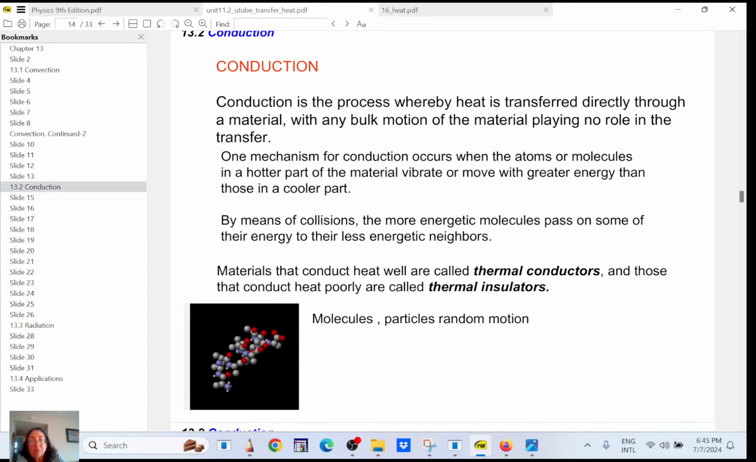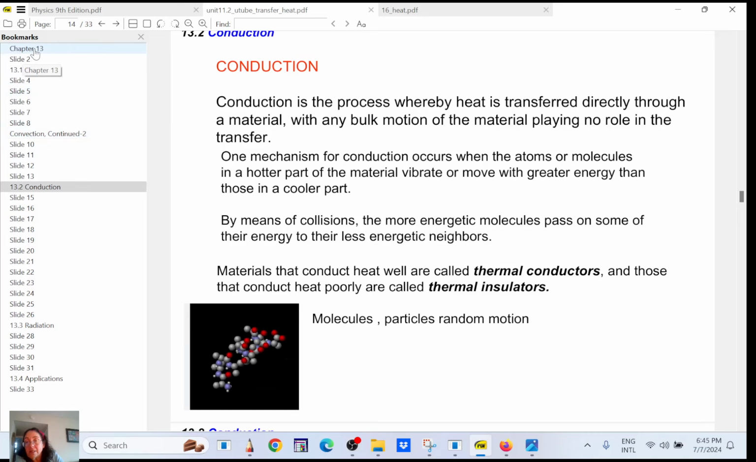So this is explained because atoms or molecules are vibrating or moving or jiggling faster, so they will pass on that energy to less energetic neighbors. Okay, so if materials conduct heat well, they are called thermal conductors, and otherwise, if they don't conduct heat well, they are called thermal insulators.